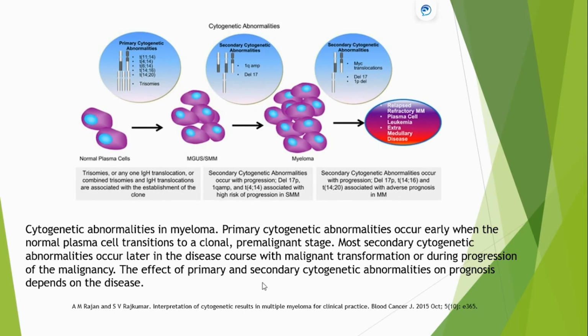Again, the terminology for gain of 1q is 1q amplification. Amplification means numerous copies of the exact point of any of the chromosomes, and then multiples of those copies. But in myeloma, we just gain one or two extra copies of 1q, so it's better to call it a gain of 1q rather than amplification. And also the translocation t(4;14), which is associated with high-risk disease in myeloma.